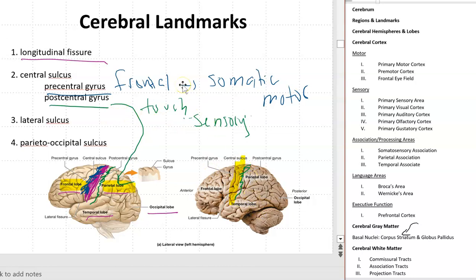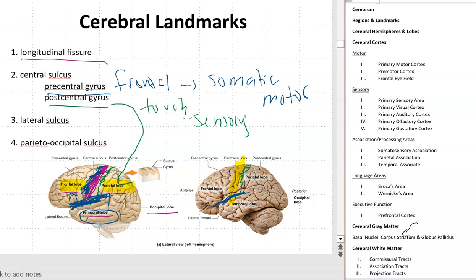Now, the lateral sulcus is over on the side. You can see that over here. And that one is going to separate the temporal lobe from the frontal and parietal lobes. So when you're looking for the lateral sulcus, look at a lateral view of the brain and you'll see that groove coming in here separating temporal from frontal and parietal.